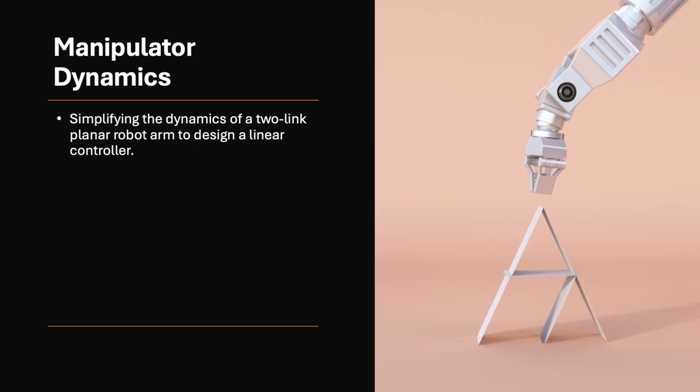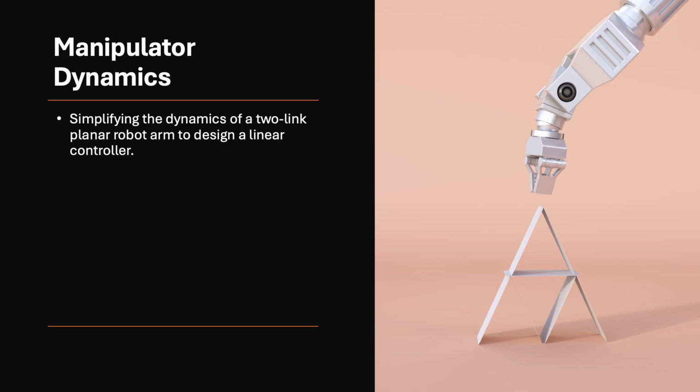Manipulator dynamics: simplifying the dynamics of a two-link planar robot arm to design a linear controller. Let's look into this with an example. One example of manipulator dynamics can be observed in the operation of a robotic arm used in automotive manufacturing. Consider a 6-degree of freedom, or DOF, robotic arm tasked with welding parts of a car body. The dynamics of this manipulator involve complex interactions between its joints and links as it moves through space.